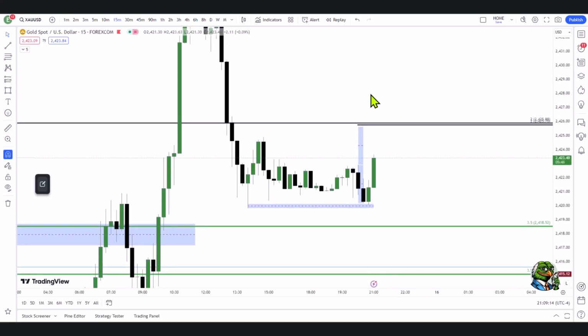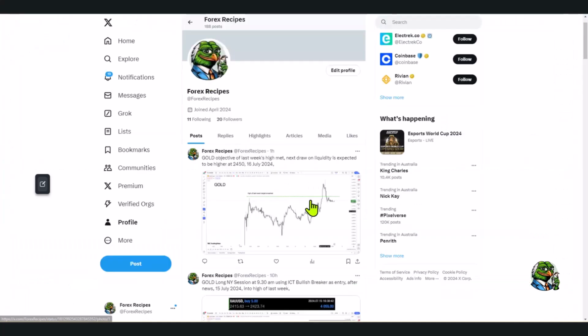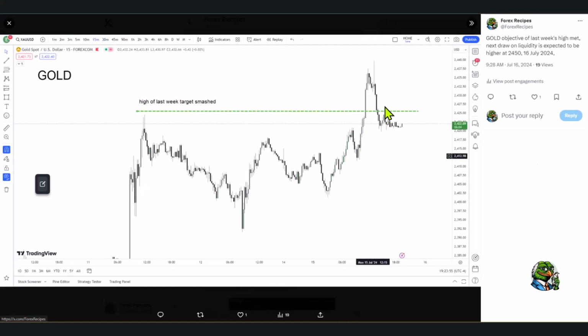This can go higher. My ultimate target here is 2450, as I've posted on Twitter this morning. If I go to my Twitter profile, there is my post from this morning. I'm looking for 2450 here. I've set it there. We got the target that I mentioned previously, which was last week's high. I've shown you all the trades I've done, and I'll do a separate video on those trades from yesterday.